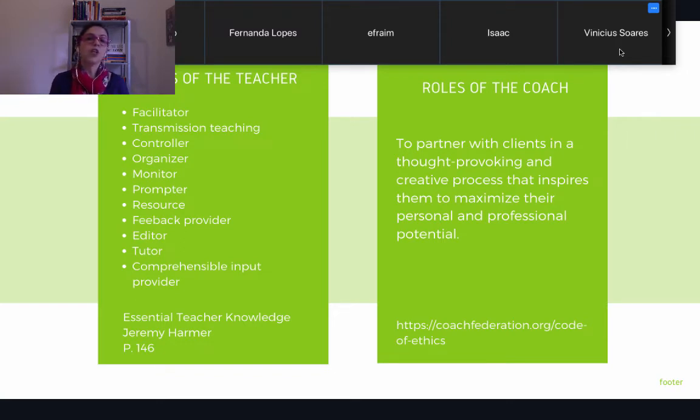So the role of the coach is to partner with clients in a thought-provoking and creative process that inspires them to maximize their personal and professional potential. And imagine how much you can do in the classroom with your students when you apply the coaching tools and techniques to help them improve.